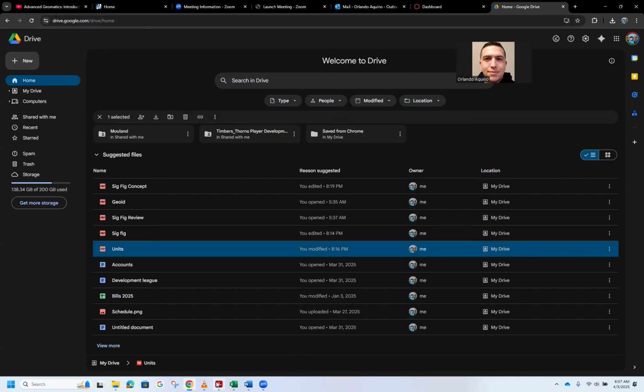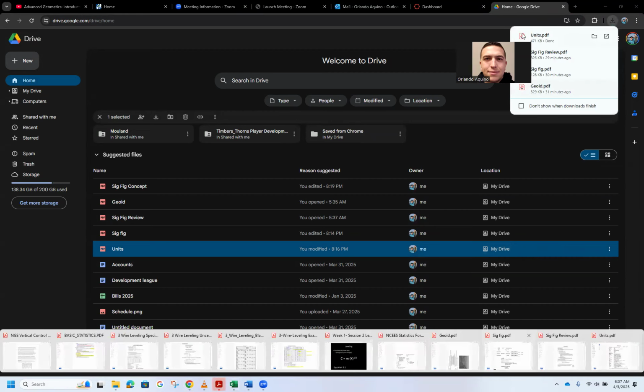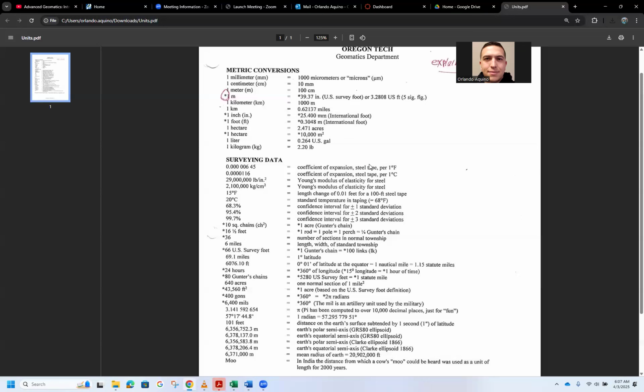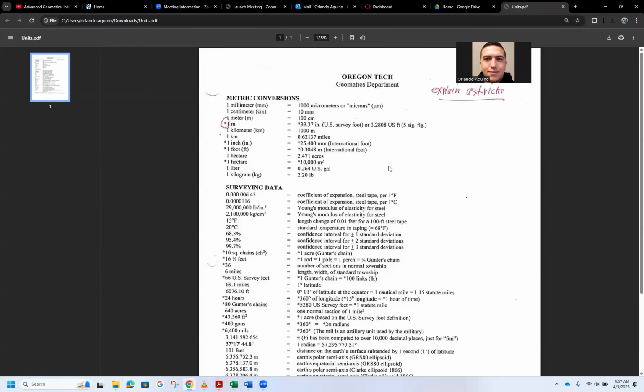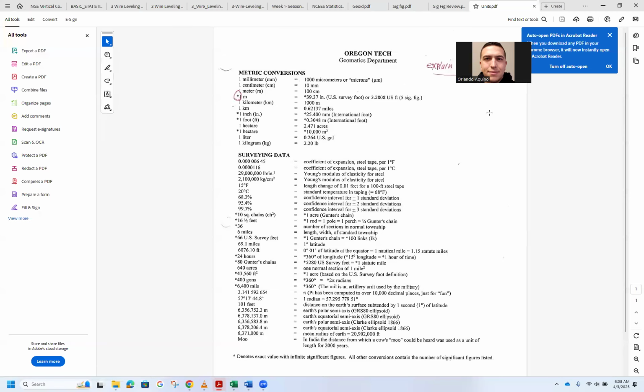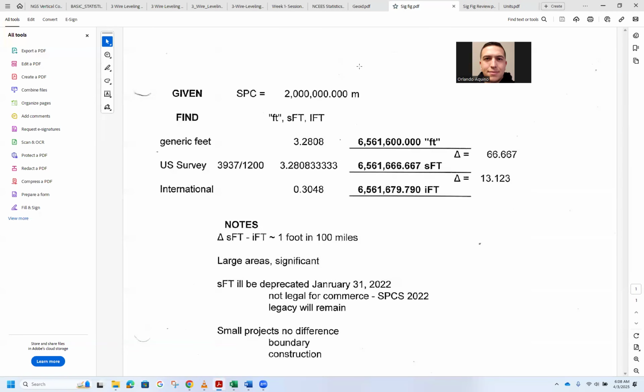So again, this is all basic review stuff. For a lot of you guys, you've seen this many times, but units are always going to be important. I'm going to put these on Canvas for you to look at and have. But when it comes to units, this is the big one right here: 1 meter equals our US survey feet or international feet. Let's review that one real quick. Pull it up here on this one right here.